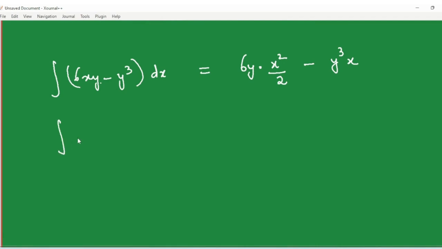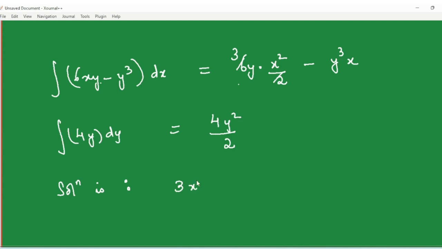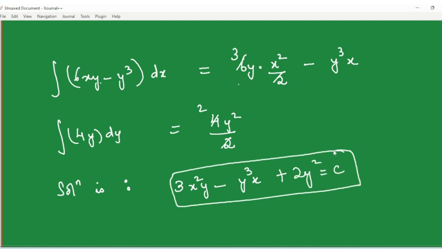So my N star dy is 4y dy, and the integral of 4y with respect to y is 4y square by 2. And the solution according to the procedure is given by this plus this is equal to c. So it's 3x square y minus y cube x plus 2y square equal to the constant c, which happens to be the solution.